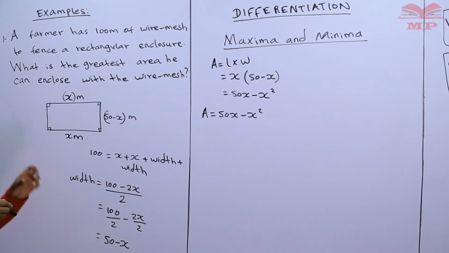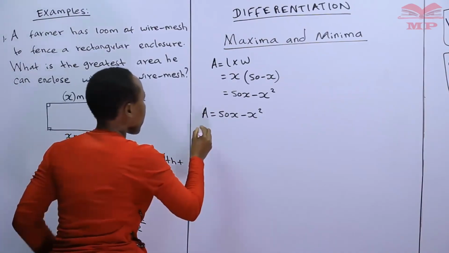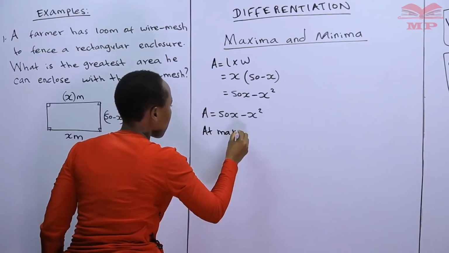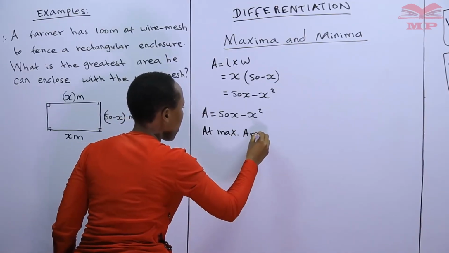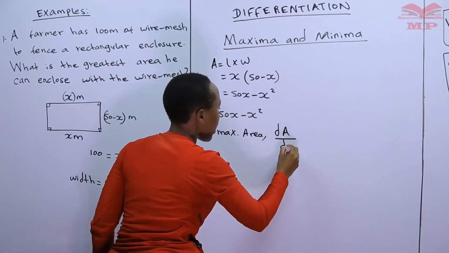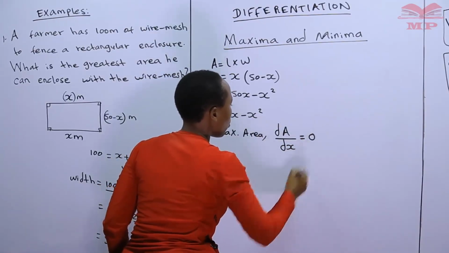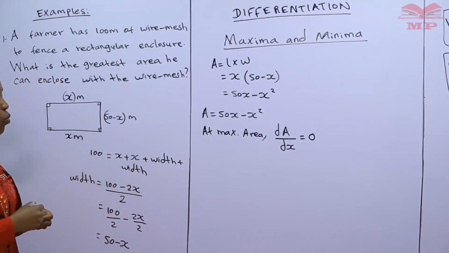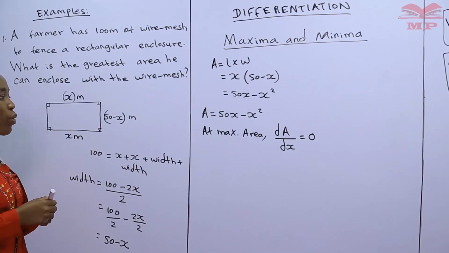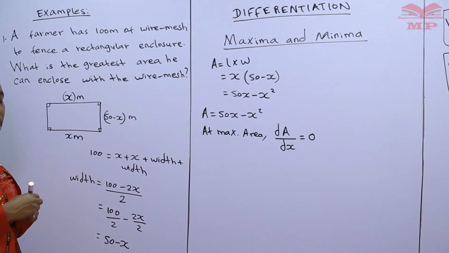And we have said that for any maximum, the gradient function is 0. So at the maximum area, dA all over dx should be equal to 0. So we are going to equate that equation to 0 so that we can get the value of x. Then we can calculate the maximum area.